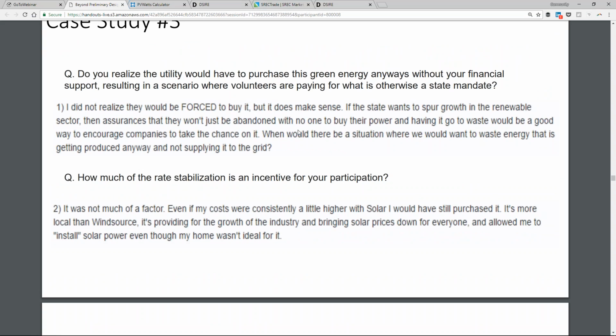If the utility is mandated to buy renewable energy credits and you have voluntary customers instead paying for the project and then giving the renewable energy credits to the power company, aren't you kind of paying the environmental tab for the power company if that's the case? Because they would be mandated to buy these things, but now they don't have to buy them because their own customers are buying them and then turning around and giving them to the power company.